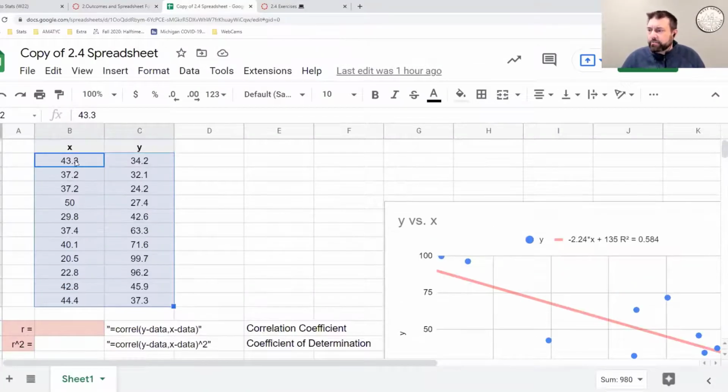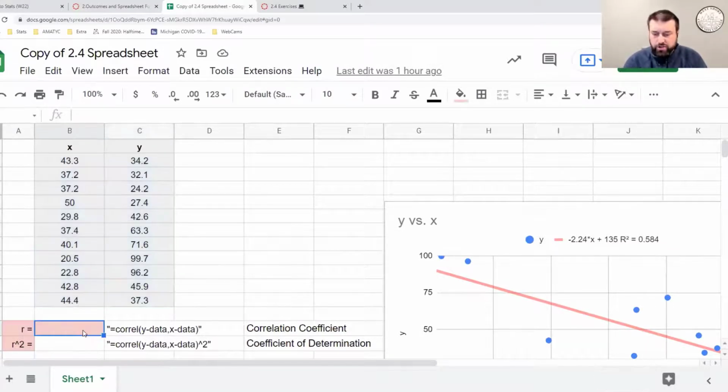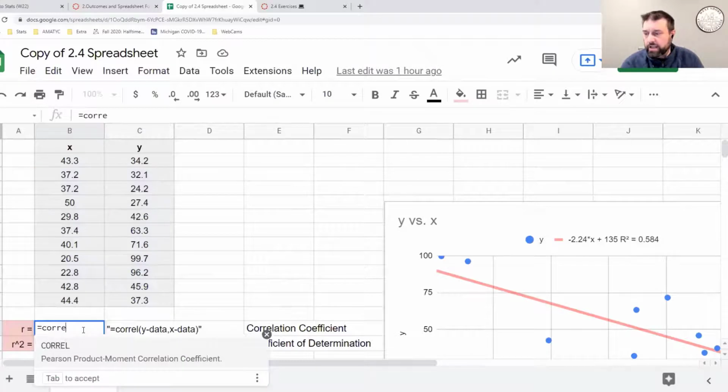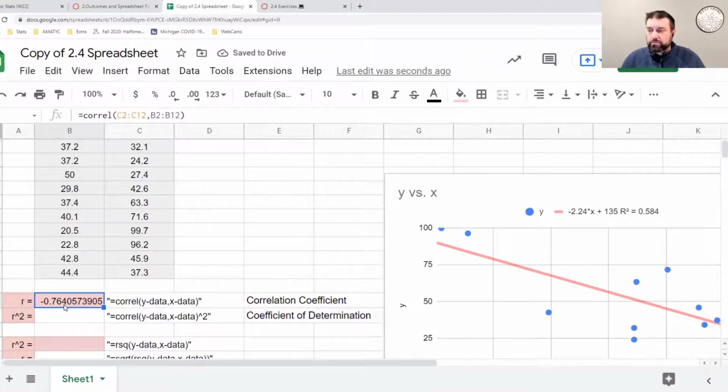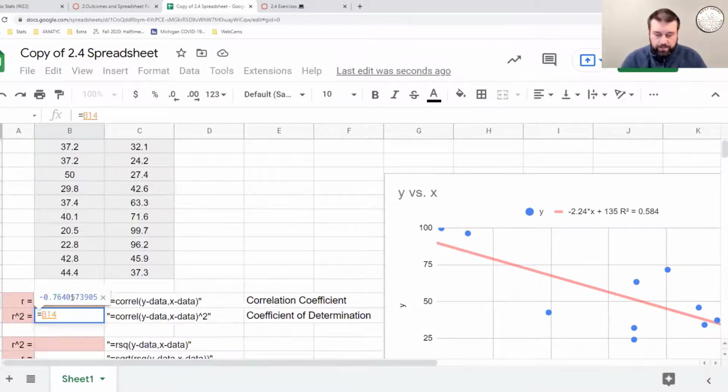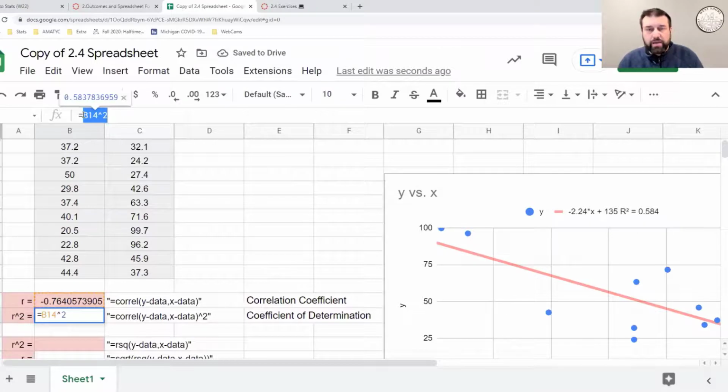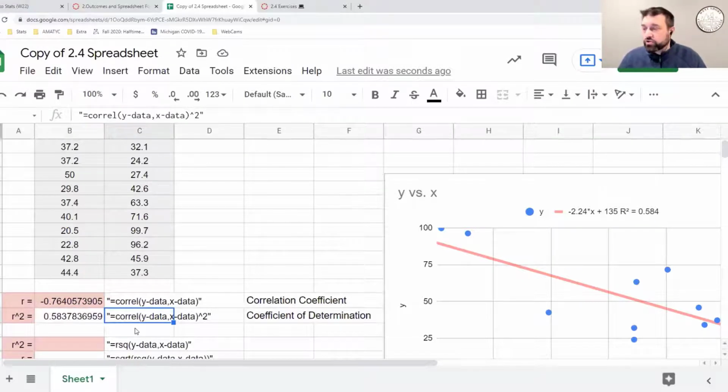Here is my data, X and Y. To find R, I'm just going to type equals CORREL and then a parenthesis. Highlight the Y data, comma, highlight the X data, enter, and there is your correlation coefficient, -0.76. To find R squared, all we have to do is take this value and square it, raise it to the second power. All I did is type in B14 and then Shift-6 to get the caret, and then the 2 to square it. That's how you can find R squared indirectly. We'll show you how to find it directly in a little bit.